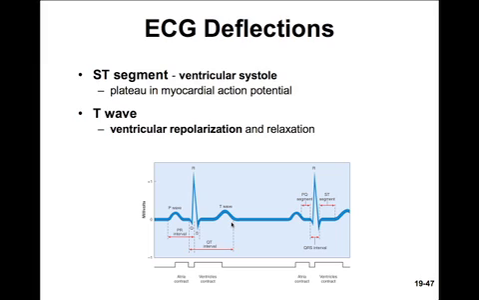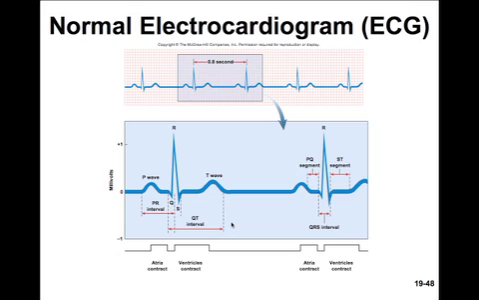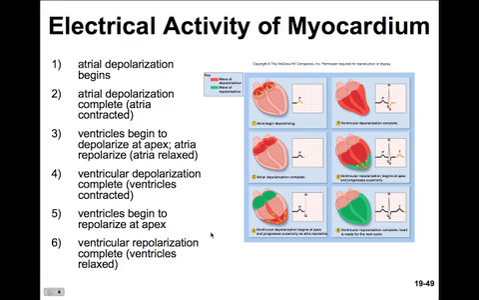The ST segment corresponds to the plateau in the myocardial action potential and thus represents the time during which the ventricles contract and eject blood. The T wave is ventricular repolarization and relaxation. The figure we've been looking at represents a normal electrocardiogram. A nice P wave, a little space, a QRS complex, and a T wave. We can characterize each of these different intervals, as we'll do shortly.